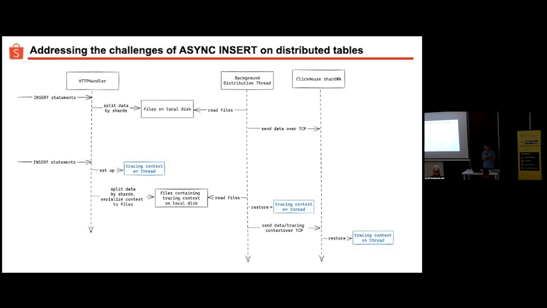So in this case, we keep the tracing context in the file. And when the background distribution thread reads the data from a file, it knows there is a tracing context, and it will restore the tracing context on that thread. And when it sends out the data to another shard, the tracing context will be sent to the shard with the data too.